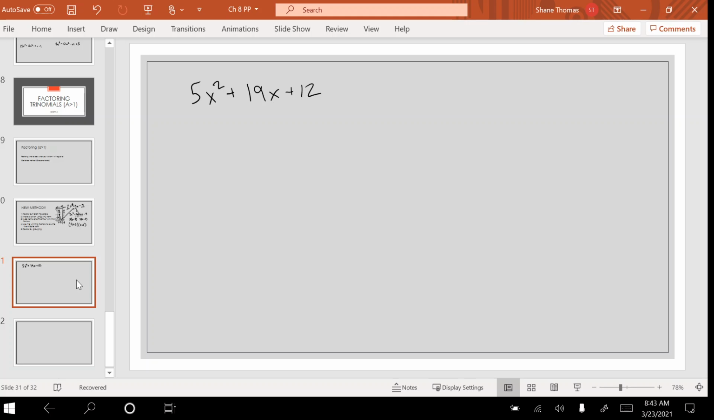So let's look here. Is there anything I can factor out of all of this? No, there's nothing I can factor out of all of it. Okay, 5, 19, 12. I mean, 19 is a prime number, right? All right, so let's go over to the side here, and let's do our AC. So what is AC? 5 times 12, which is 60. Okay? So what's my factors of 60? 1 and 60.